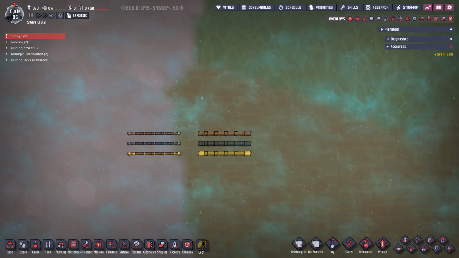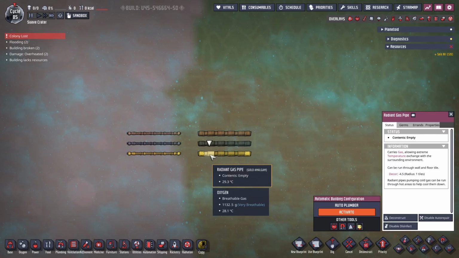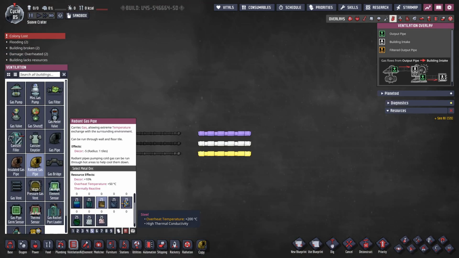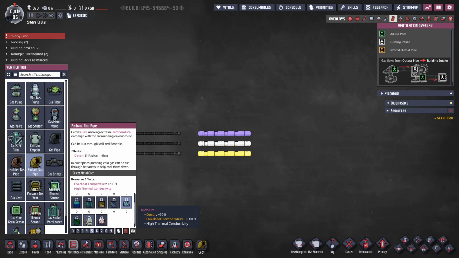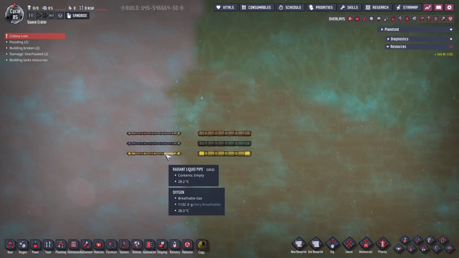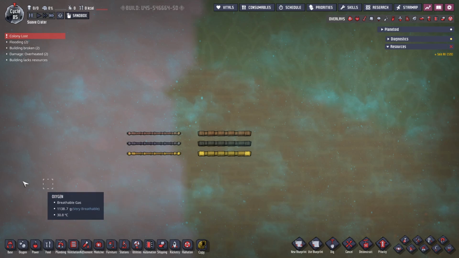There are still materials that you can use in order to build both radiant gas pipes and radiant liquid pipes. So if you look here, for example, there is the steel, the niobium, and the terbium, but these materials are harder to get. So for that reason, it's usually better to use radiant liquid pipes in order to cool down or heat up other elements.